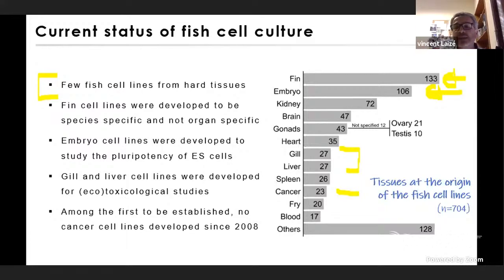And it's kind of difficult to understand, especially because fish, and in particular zebrafish, there is a growing interest for fish and for zebrafish as a human cancer model. So why are there no more cancer cell lines being developed? This is still puzzling, and we have no clue about that.